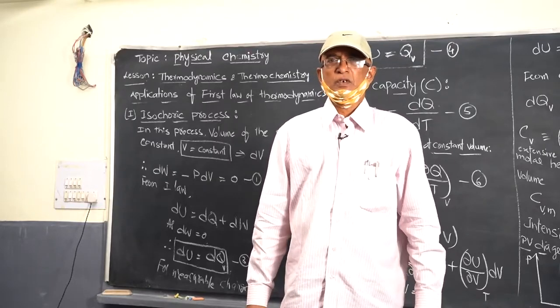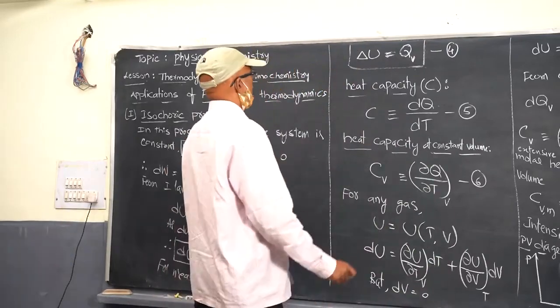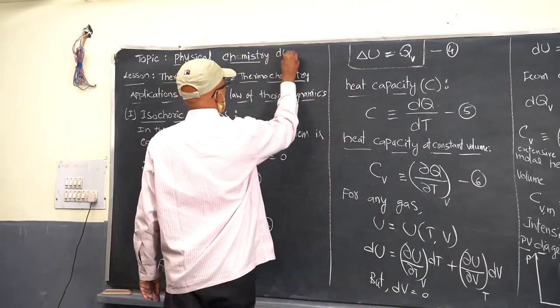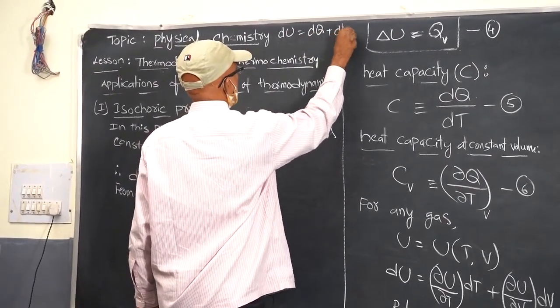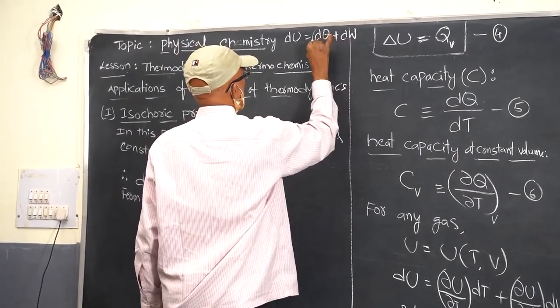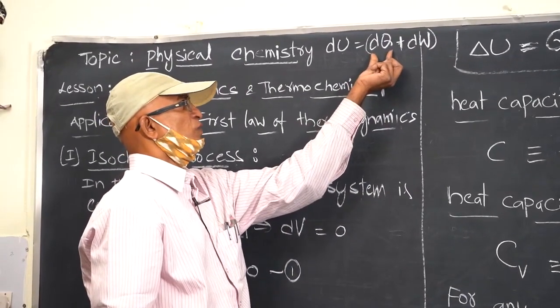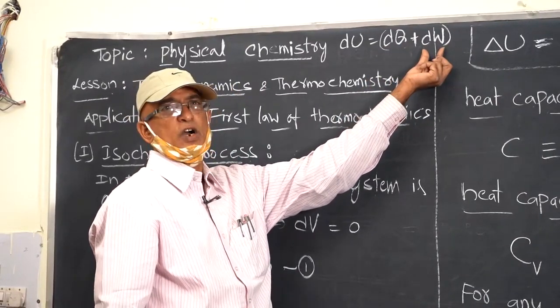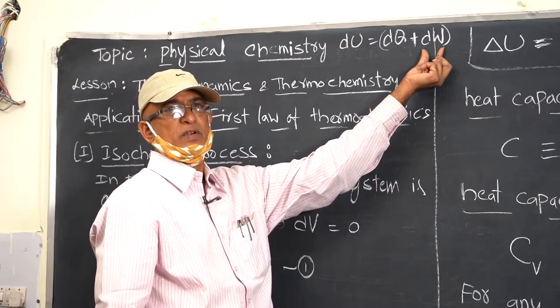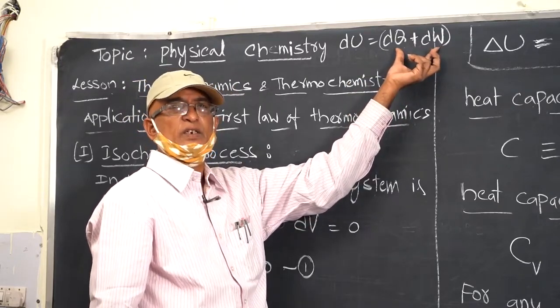In this, we know that the first law equation is given by dU = dq + dw, where the right-hand side represents the small amount of heat interaction between the system and surroundings and the small amount of work done between the system and surroundings. So the right-hand side is nothing but the energy interaction between the system and surroundings.